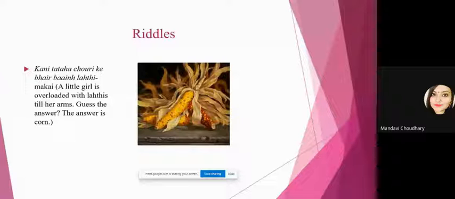The answer is corn. The image of lathis filled till the arms can be interpreted as a fierce attack on the cultural norm that makes it mandatory for married women to wear lathis. There's another way of looking at it. We can also say that this riddle glorifies the beauty of lathis that has been compared to corn, which is like a lathi, vibrant and beautiful.